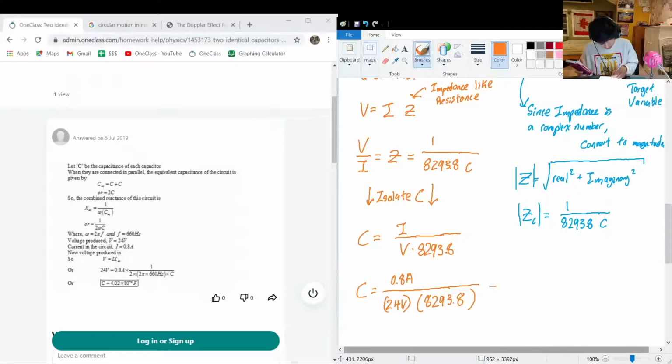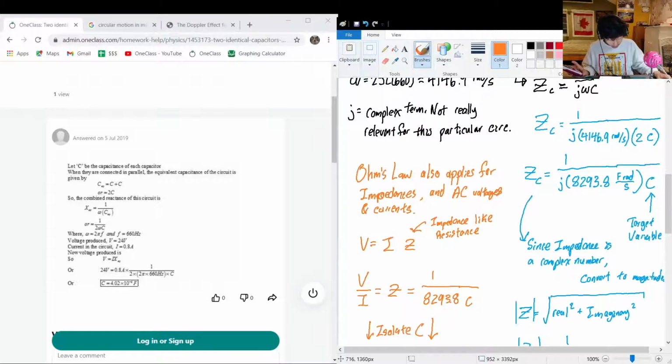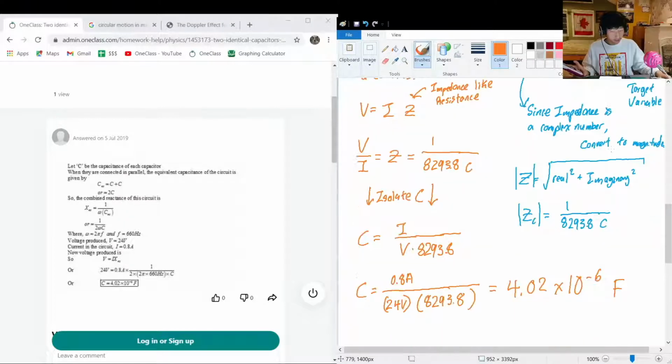And the result that I got was 4.02 times 10 to the negative 6 farads. Remember, capacitors always have the unit of farads, and that would make perfect sense here because I didn't write the unit attached to that 8,000 term, but we know that it was radians per second, so the units work out, and we come to farads.